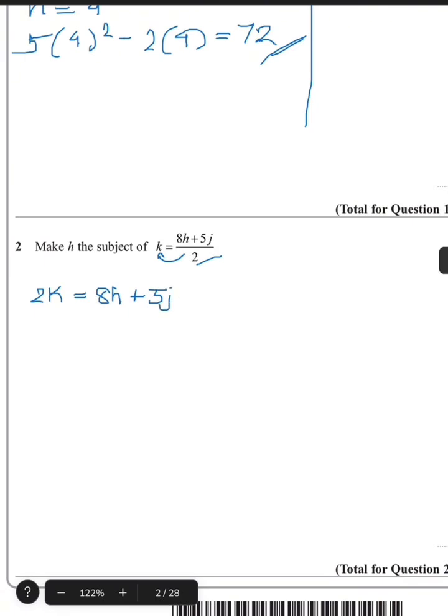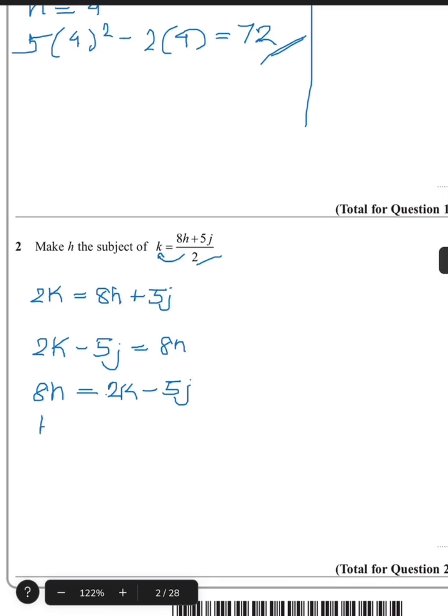Then since we need to make H the subject, we're going to send the positive 5J to this side, which will obviously make it negative. So let's do that. 2K minus 5J equals 8H. Let's just write it like this. Now left hand side, right hand side stuff. The signs won't change obviously.